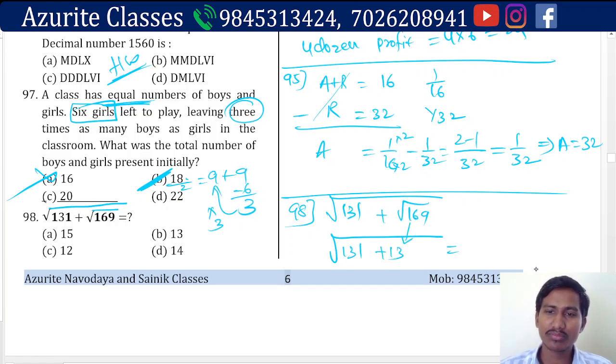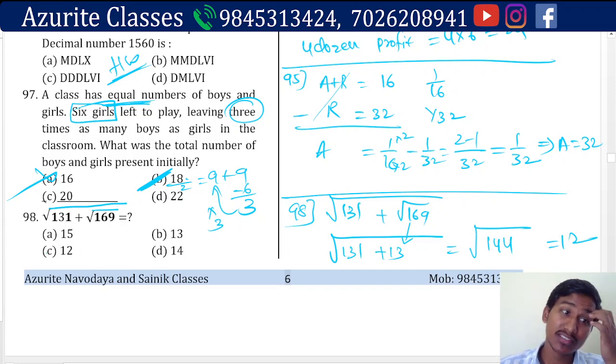131 plus 13 is how much? That is 144. 144 square root is 12. Answer option C is the correct one. Okay, so next, 99.